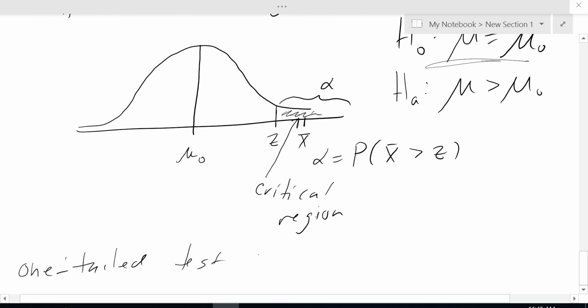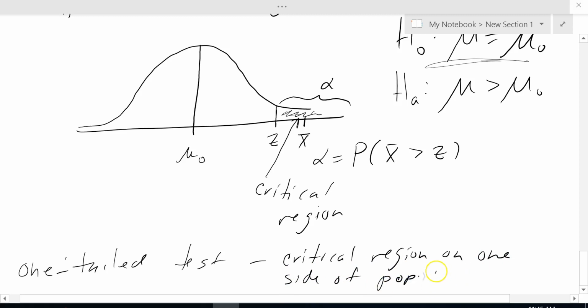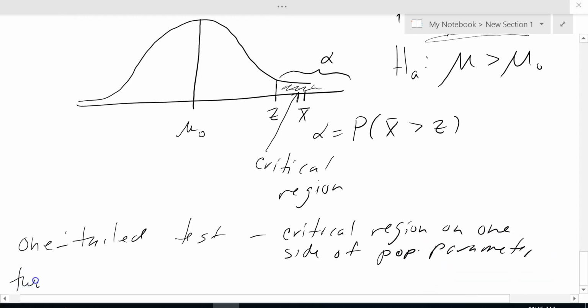But the critical region will depend on how small the probability is. Correct, yeah. The critical region is dependent on the alpha you choose. Okay. So a one-tailed test is where the critical region is on one side of the mean. One side of the population parameter. It doesn't have to be a mean. Two-tailed is on both sides.